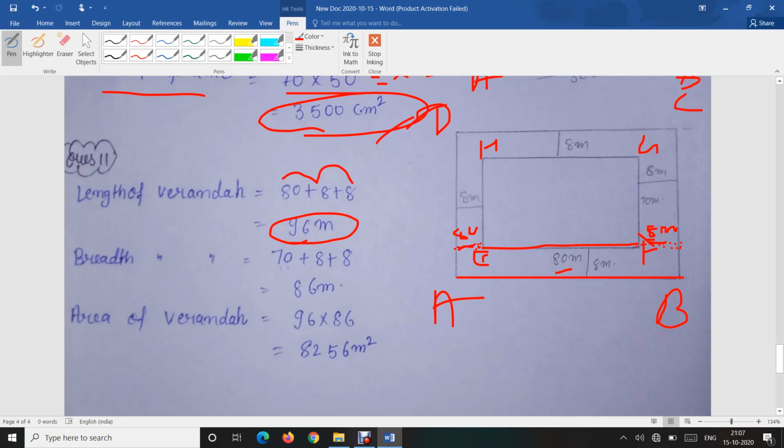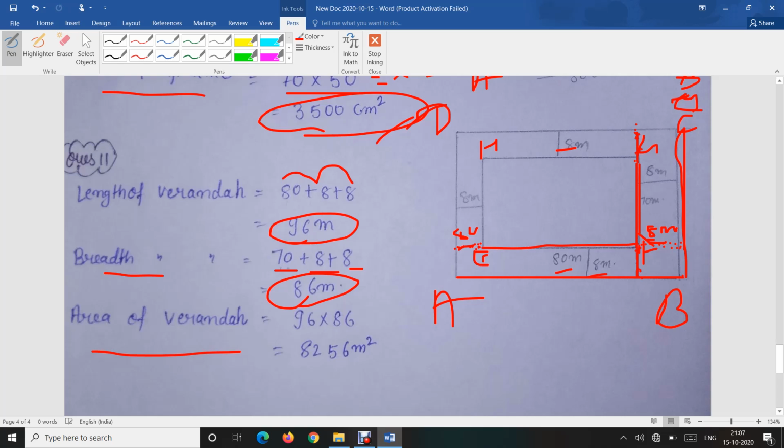Similarly, you can do it for the breadth. This is C, this is D. The required length is B to C, but you have the length from F to G. So you have to add that portion, also that portion. In this way, you will find the breadth of the veranda. You can add this 8 meter and this 8 meter to this 70 meter. So the breadth of the veranda is 70 plus 8 plus 8, which gives 86 meter.